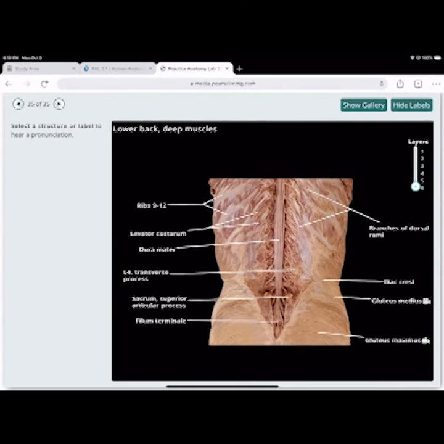And you have your levator costarum. Okay, there's your ribs. So I'm going to highlight. There you go. Levator costarum muscle and the dura mater. It's right on the spinal cord, outer layer. L4, transverse process. And there's your sacrum, your superior articular process that stacks upon the L5 vertebrae. And the filum terminale, that is the end of the spinal cord. Not the end of the vertebral column, end of the spinal cord, end of the nerves. And then they branch down from there. Gluteus maximus, gluteus medius, the crest of the iliac bone, and branches of your dorsal rami, the branch of the nerves coming off the spinal column.